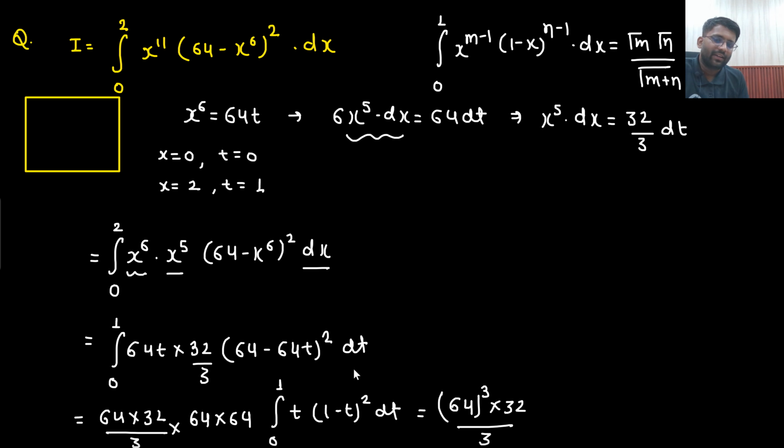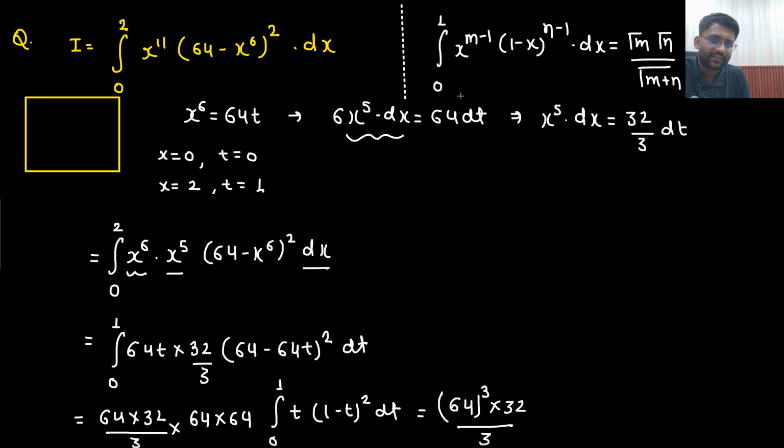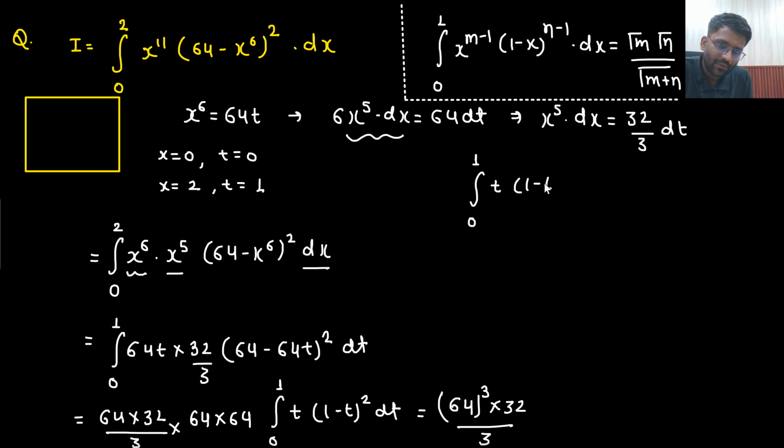So what is the value of m here? If you compare from this expression, the value of m will come out to be 2. Our integration is 0 to 1 t to the power m minus 1, 1 minus t to the power n minus 1 dt.